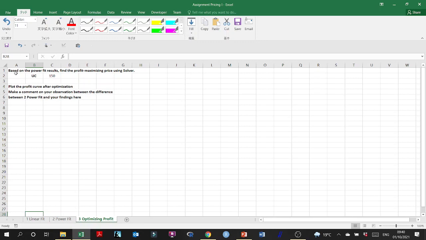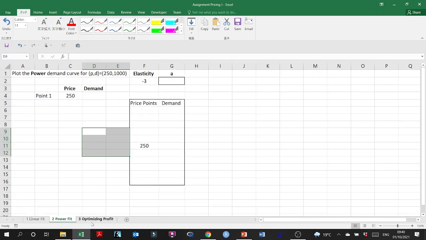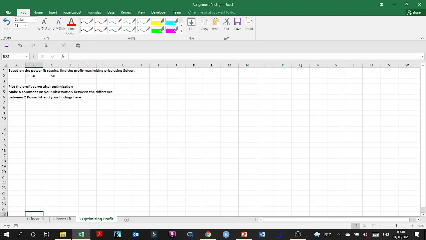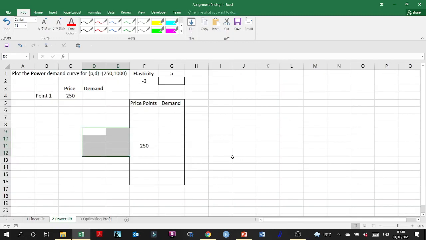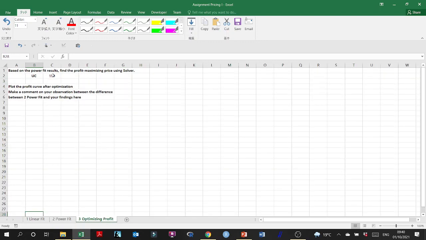Optimization problem. Based on this power fit, copy whatever you've done here if you want and put it here, and it's okay for me if you work here and add profit here. Totally fine. So based on the power fit results, find the profit maximizing price. You need to find the price that maximizes profit using solver, not manually. If you want to do it manually, do it to verify, but I want you to use solver. And the unit cost is 150.